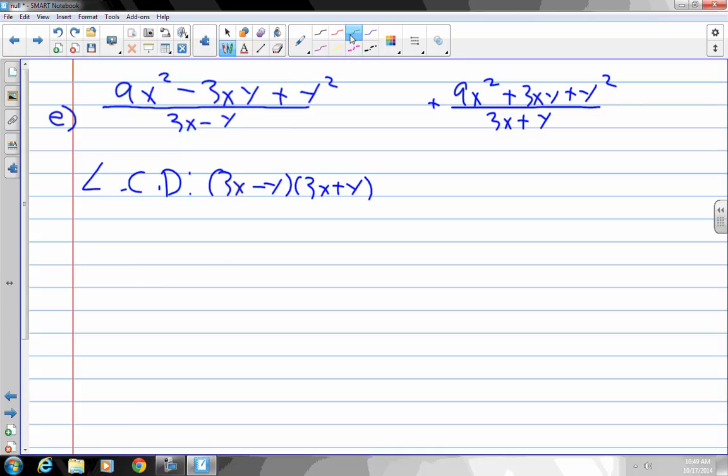Compare your original denominator with the least common denominator and tell me what is the first fraction missing.